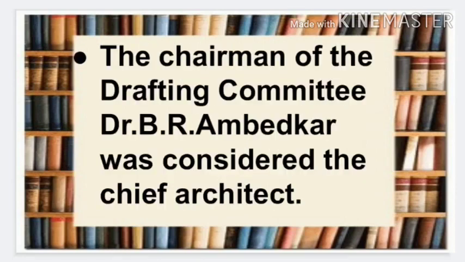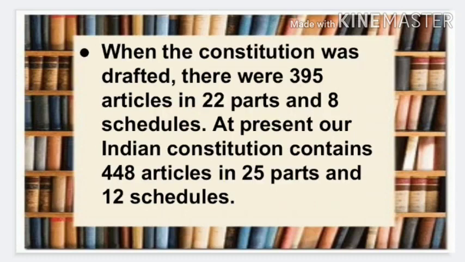The chairman of the drafting committee was Dr. B.R. Ambedkar, who was considered the chief architect. When the constitution was drafted, there were 395 articles in 22 parts and 8 schedules. At present, our Indian constitution contains 448 articles in 25 parts and 12 schedules.